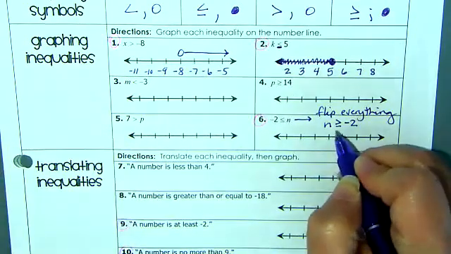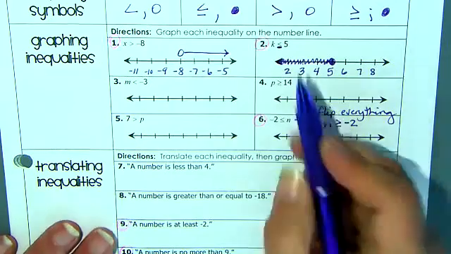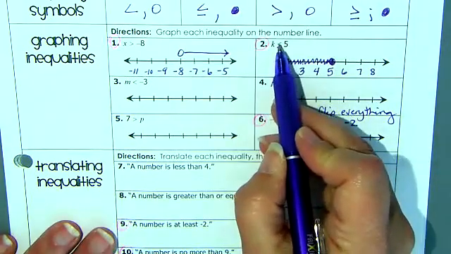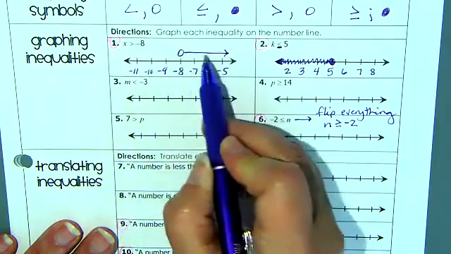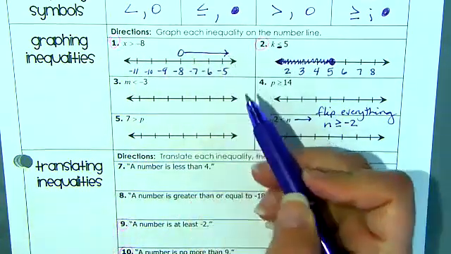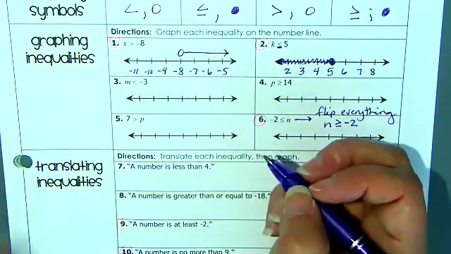I think it's much easier when the variable is on the left because if you notice, this pointed to the left and I graphed to the left. This pointed to the right and I graphed to the right. That only works if the variable is on the left.